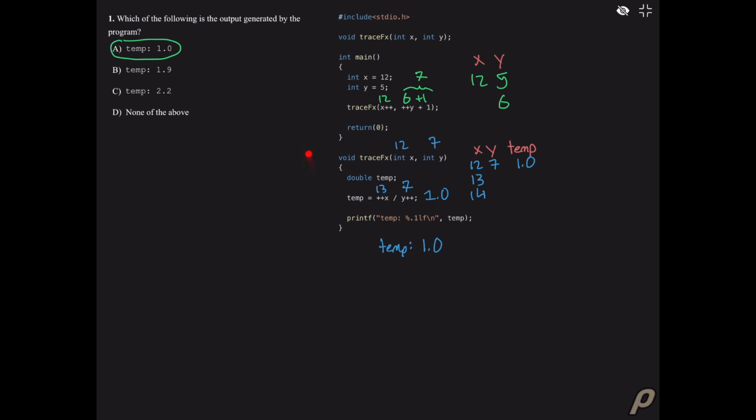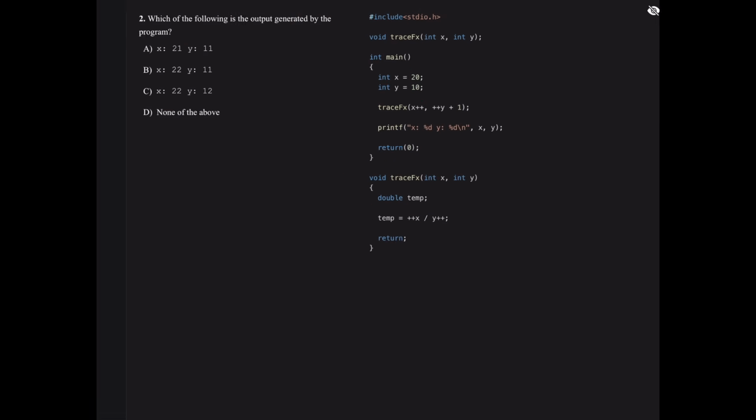And since we move back up to this function, it's a void function, and as we continue this next line, we also have an x plus plus up here, which means this x will turn into a 13. And then we reach the end of our code without printing anything else. All right, so let's move on to the next question.